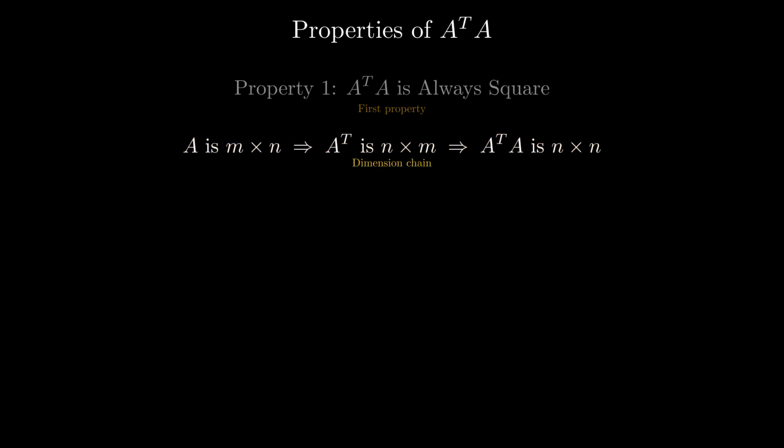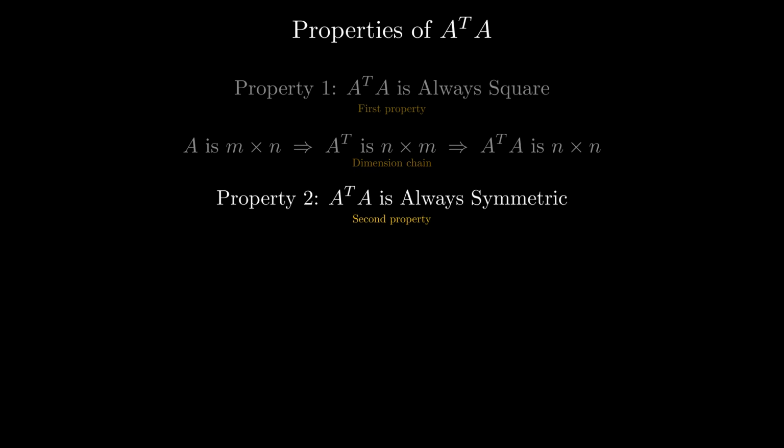3 important properties hold in general. First, A transpose A is always square. If A is m by n, then A transpose is n by m, so A transpose A is n by n, always a square matrix.